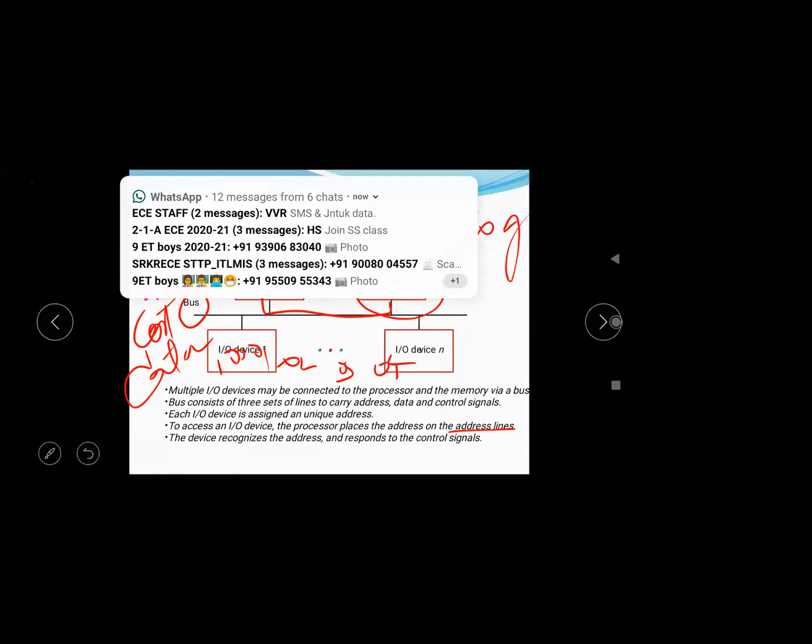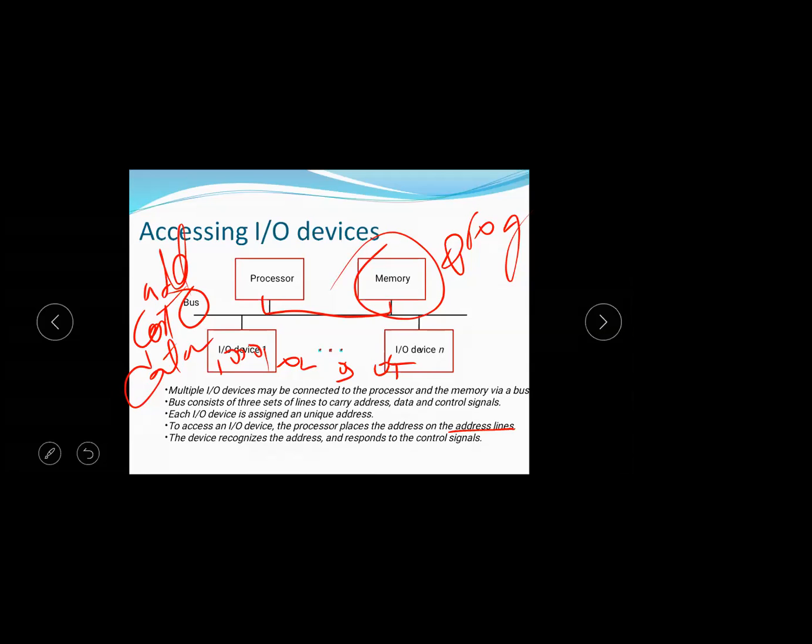The device recognizes the address and responds to the control signal. For each device there is one address decoder, and the decoder decodes the address placed by the processor. If the address is matched, then the path is established between the device and the processor. If the matching does not occur, the device is open circuited.